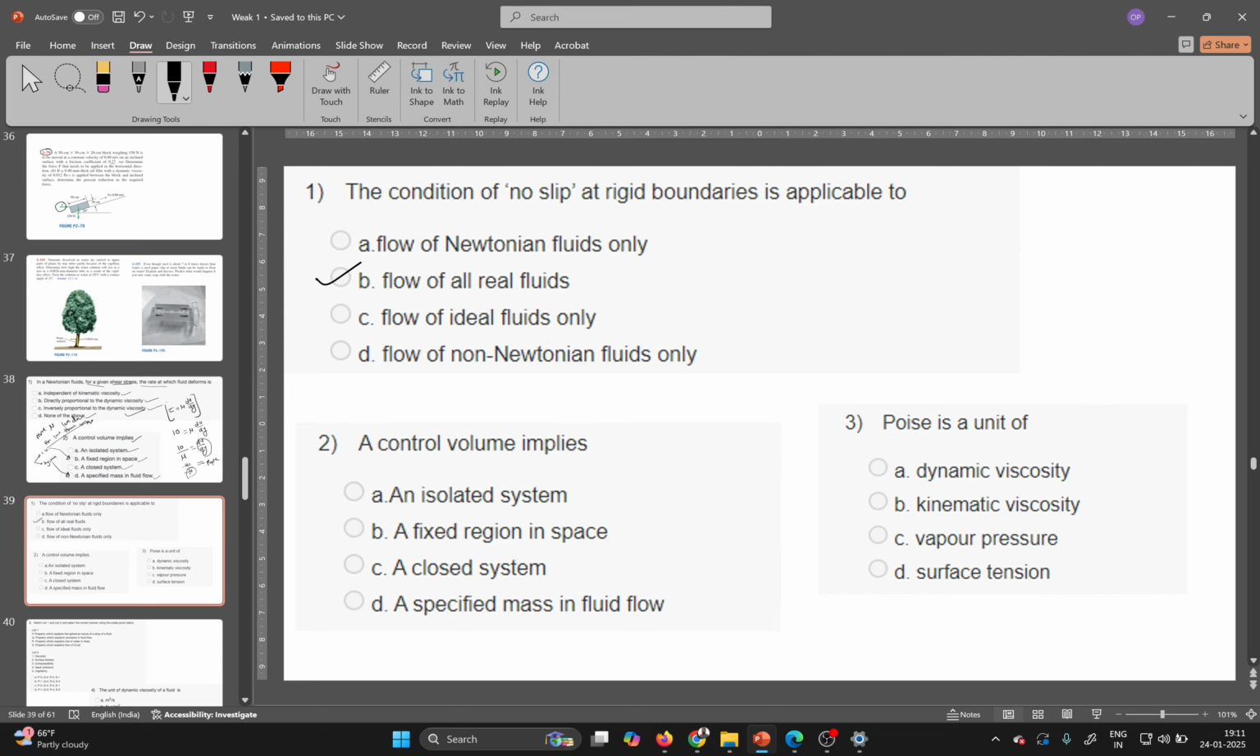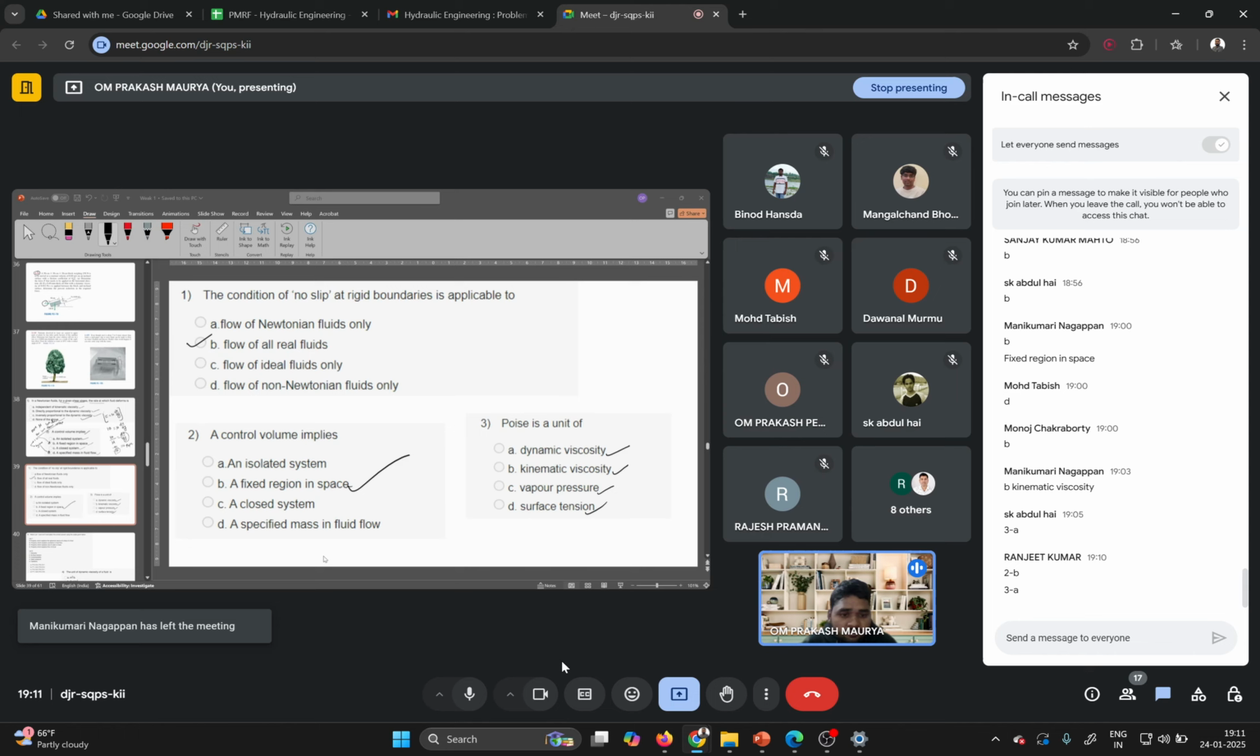Remember always, the control volume is definitely a fixed space, and the poise is the unit of dynamic viscosity, kinematic viscosity, vapor pressure or surface tension. Some students are telling the option kinematic viscosity, but it is not like that. For kinematic viscosity, the stokes is the unit. For dynamic viscosity, your unit will be poise. Always remember, please.